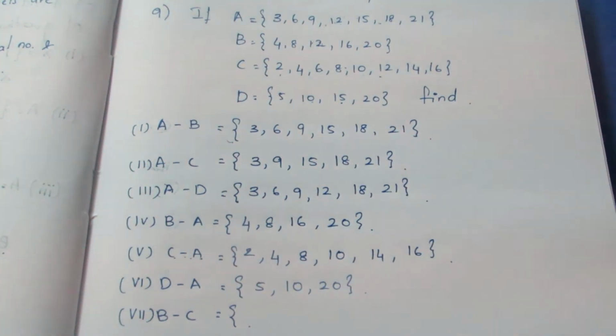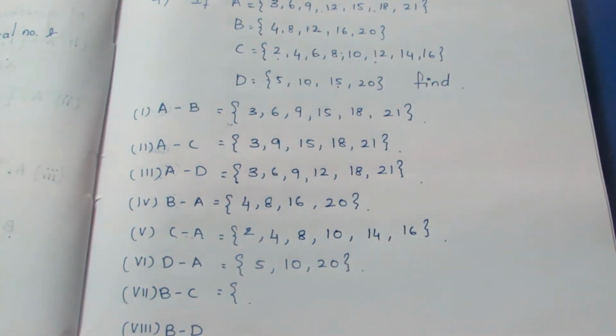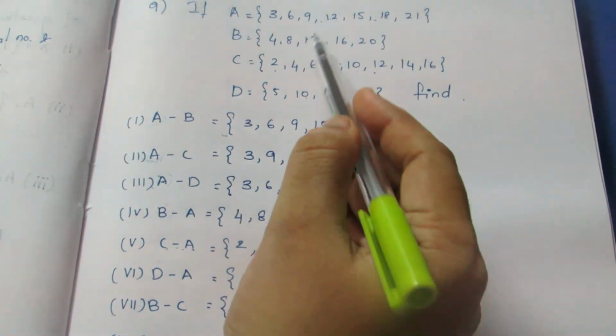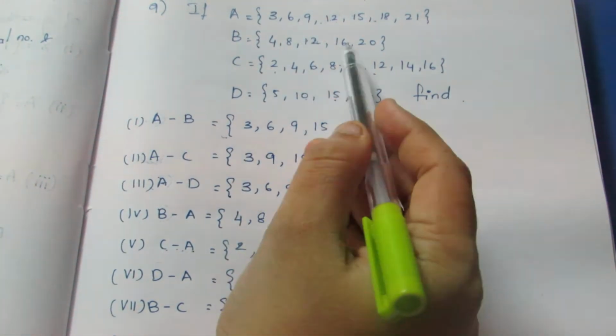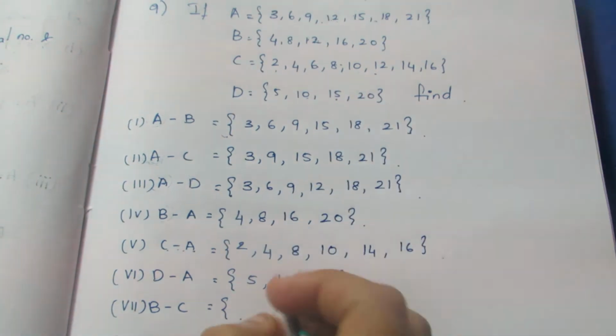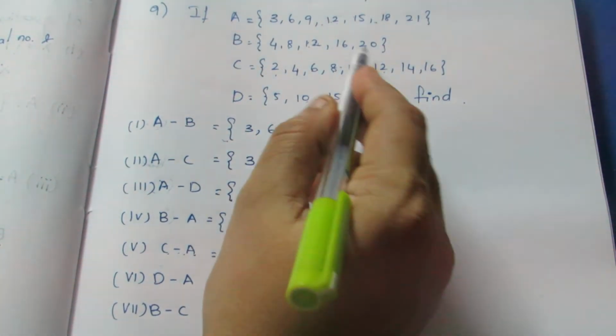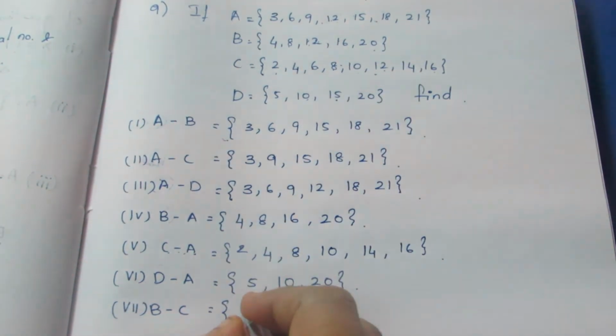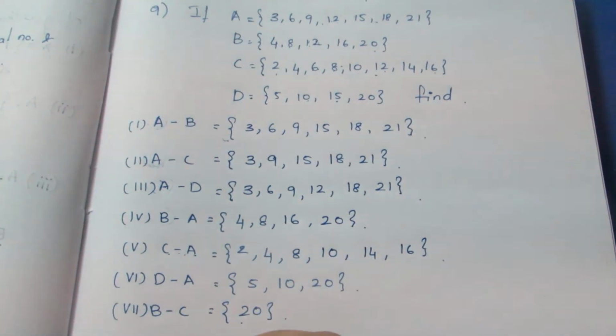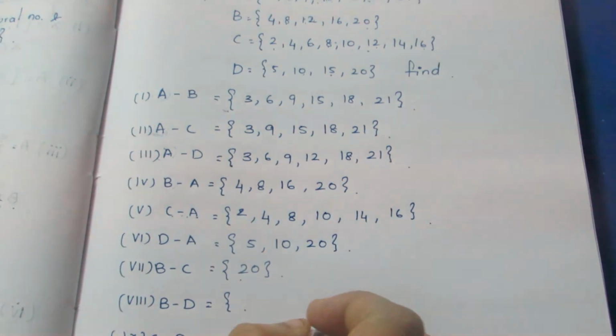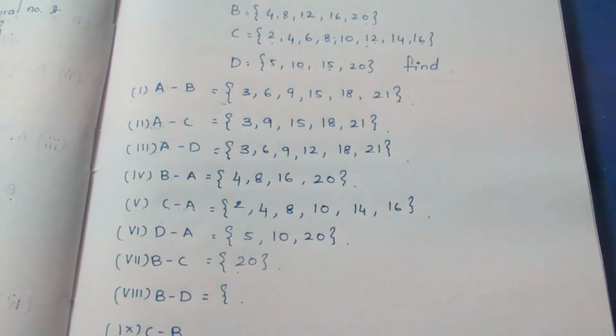Now we'll move on to B difference C. In B difference C, remove the common and write in the first set, that is B. So you can't write 4, you can't write 8, you can't write 12, you can't write 16. So you can write 20.